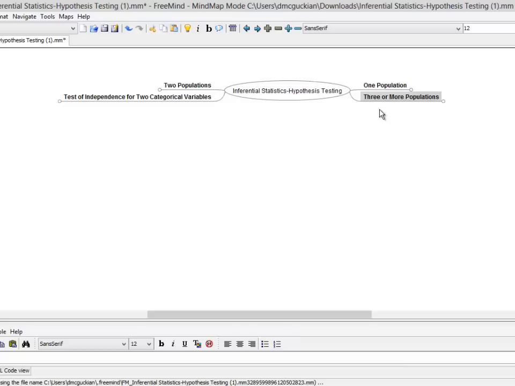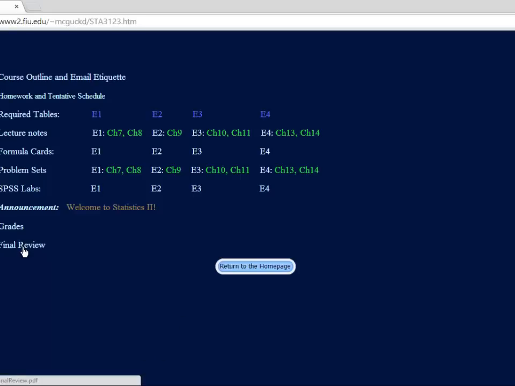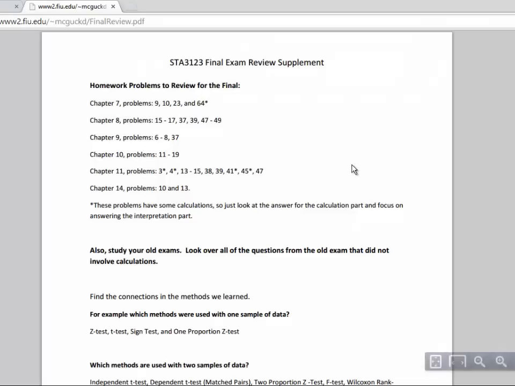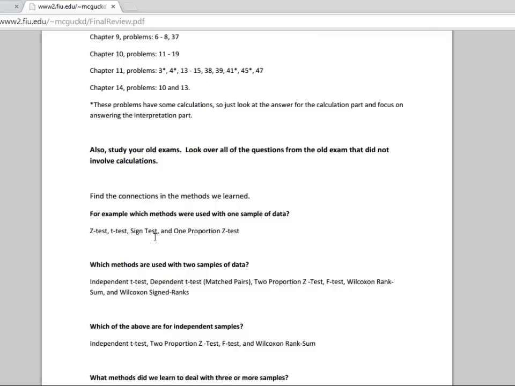The other thing I want to mention is that don't forget, at our webpage we have a link to a review there. So I'm just going to pull that up now quickly. So don't forget, there's this little link for the final review, which we didn't really talk about in class, but you have some problems that you can look at in the homework. The ones that have asterisks just say those problems have calculations, so ignore the calculation part and just go for the interpretation part. And then you have some follow-up questions here to go over.